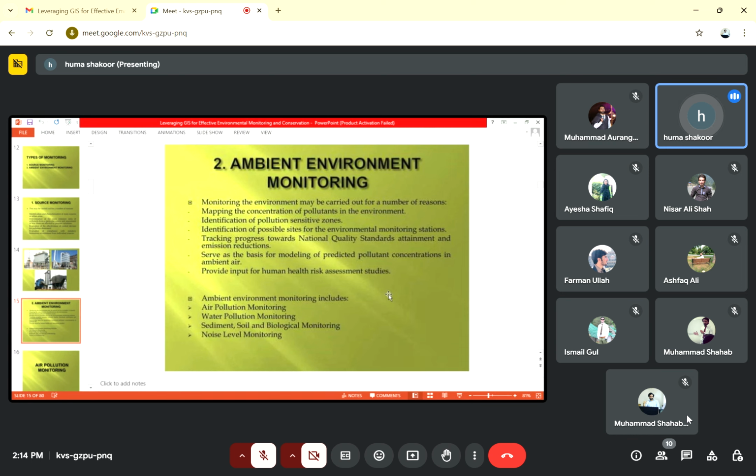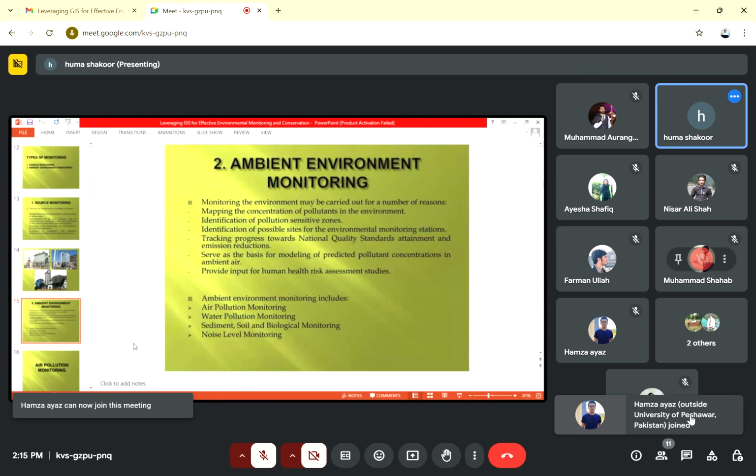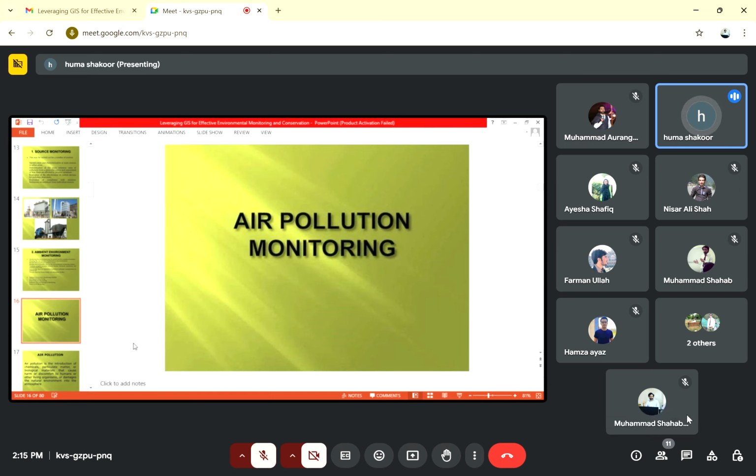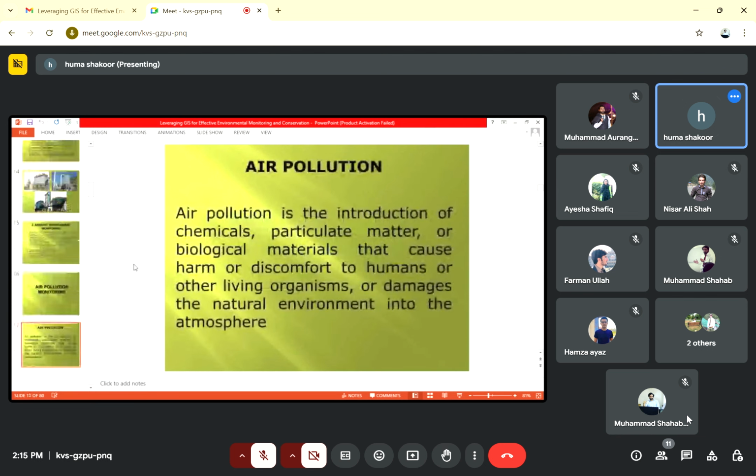Ambient environment monitoring includes air pollution monitoring, water pollution monitoring, sediment, soil and biological monitoring, and noise level monitoring. Now, the first one which causes environmental pollution is considered the biggest pollution, which causes a lot of diseases in humans and the environment, and which is mostly responsible for climatic change. So first we have to discuss air pollution and air pollution monitoring, how we have to do the air pollution monitoring through GIS.